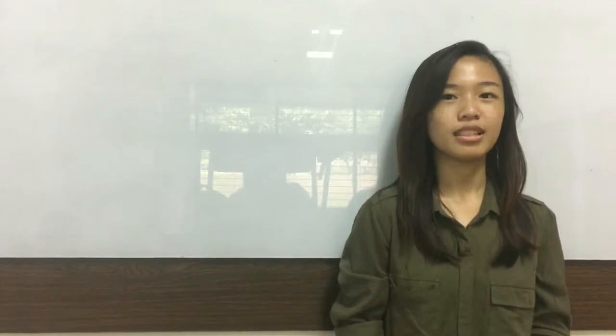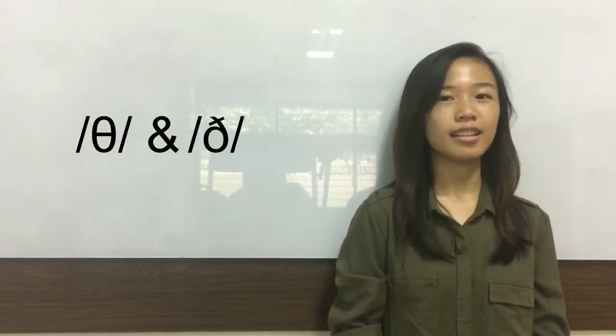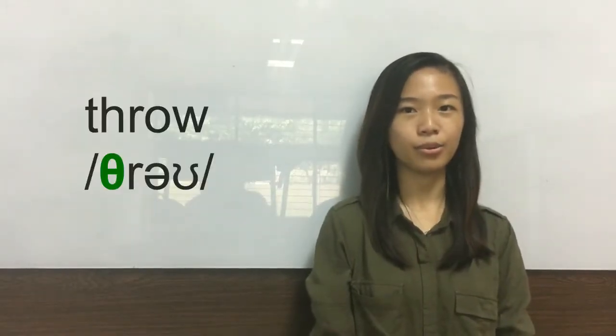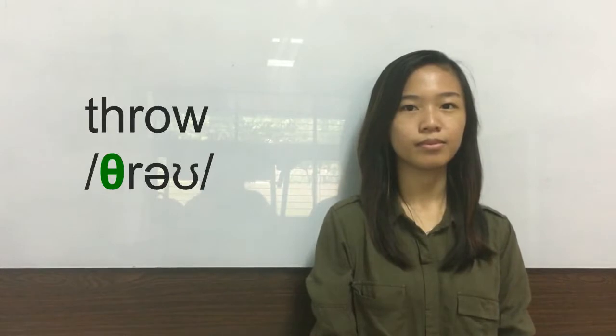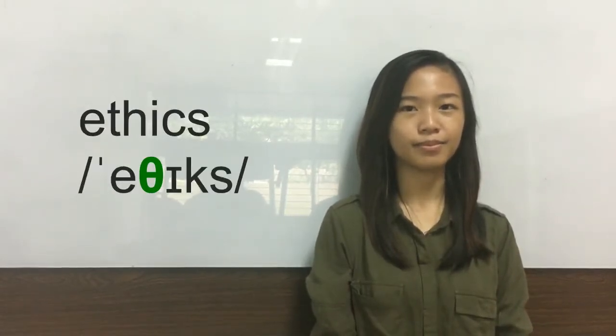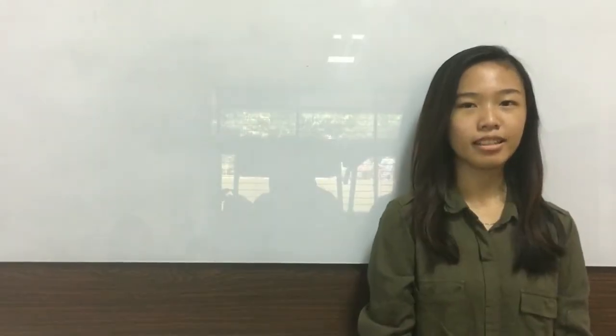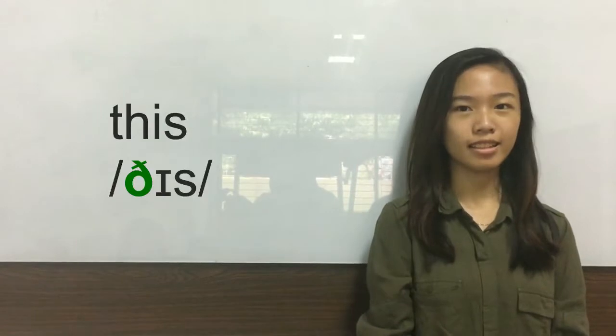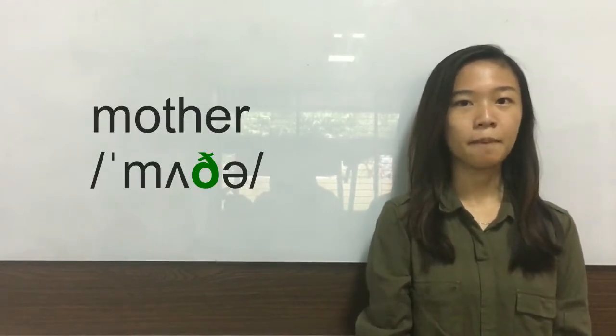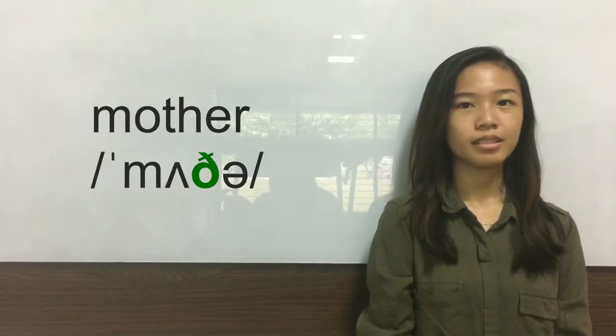The next set of sounds consists of th and the voiced th. If you find difficulties in pronouncing these sounds, you can try to put the tip of your tongue behind your lower teeth and the blade of your tongue behind the upper teeth. The sound th, as in throw, ethics, cloth. The next sound is the voiced th, as in this, mother, breathe.